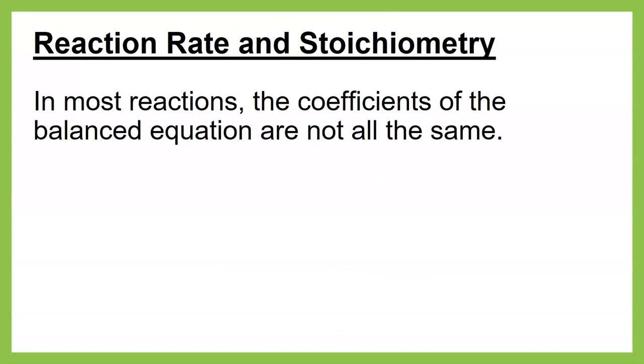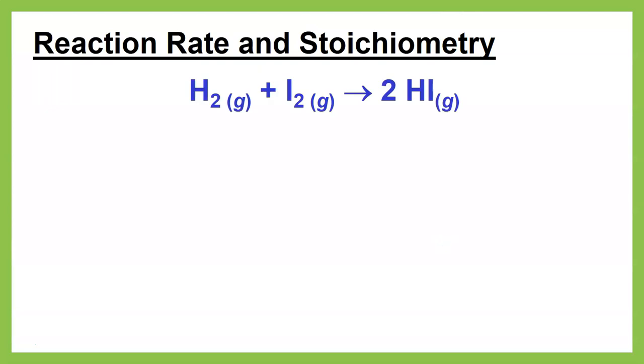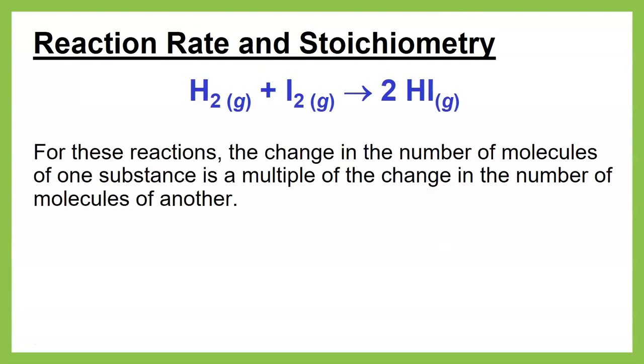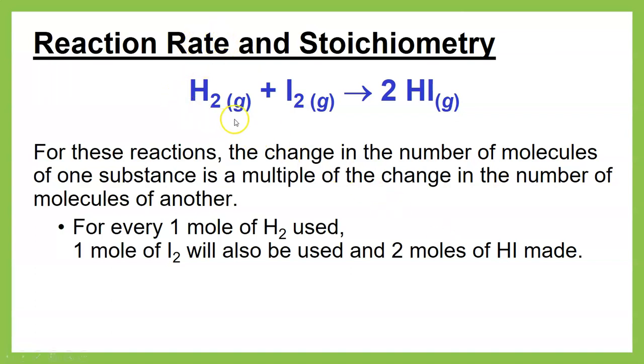Now, usually, most of our balanced equations do not have coefficients that match for every piece. Here you can see a 1, and a 2. Because they don't get made and used at exactly the same rate due to the coefficients, we have to take that into account when we start to do our math. So we can see here in this example, every time we use up 1 mole of H2, we are also using up 1 mole of I2. But we would be producing 2 moles of HI. This would have a much steeper slope.